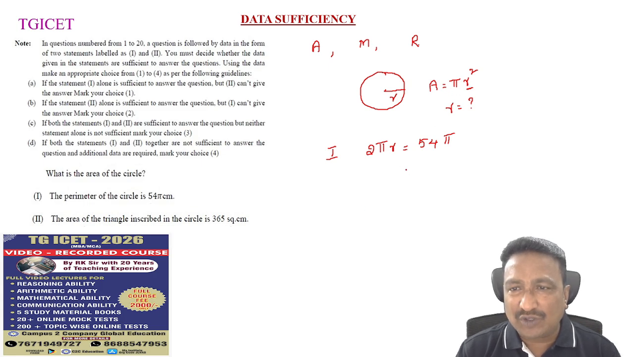So directly, without any calculations, we can mark the answer as choice one for this question. So no need to solve it. But if you want to solve, we can solve it. But I am suggesting, don't solve data sufficiency problems if it is easy.